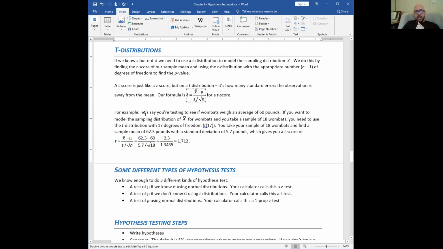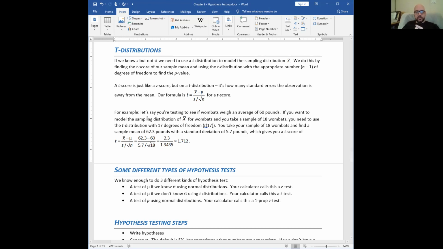So here's my quickie example. Let's say you're testing to see if wombats weigh an average of 60 pounds. If you want to model the sampling distribution of x bar for wombats, and you take a sample of 18 wombats, we have to use a t-distribution with 17 degrees of freedom. Sample size of 18, 17 degrees of freedom. Notice that we don't have any idea about the standard deviation of wombat weight. All we can look at is the standard deviation in our sample, which is S, which is why we're using a t-distribution here.